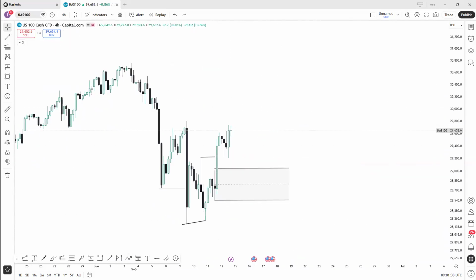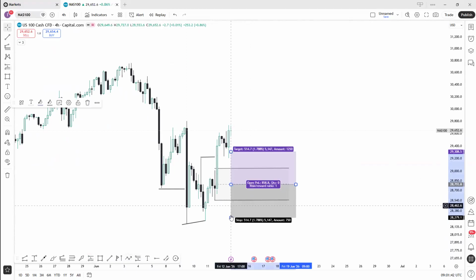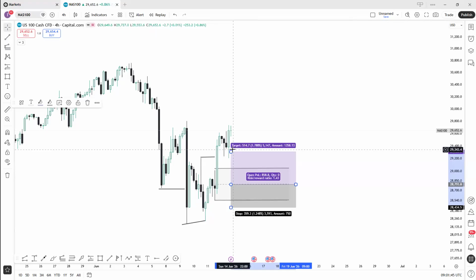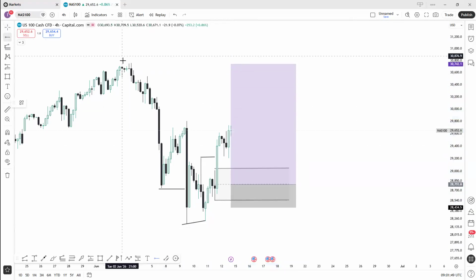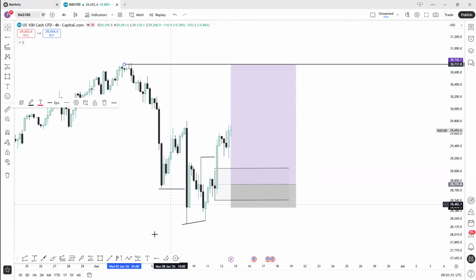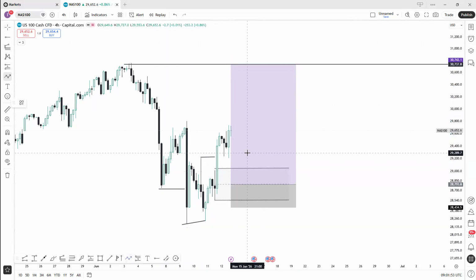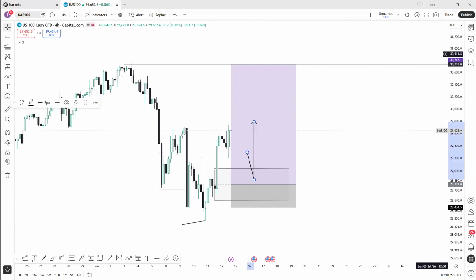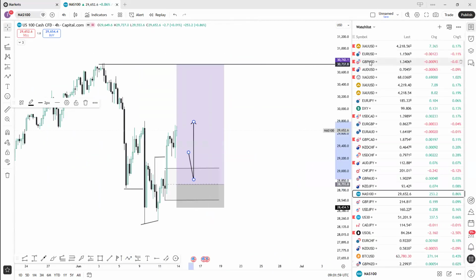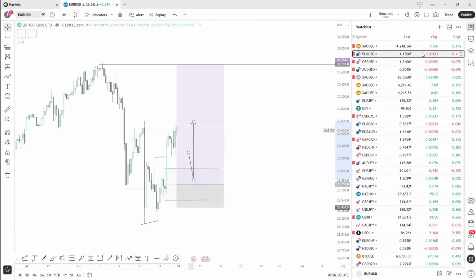So expect next week price will trace back either to 50% of that demand, and then we'll target external range liquidity or buy side liquidity over here. So expect it next week to buy Nasdaq from this area and then target to be over there. Very simple and clear.